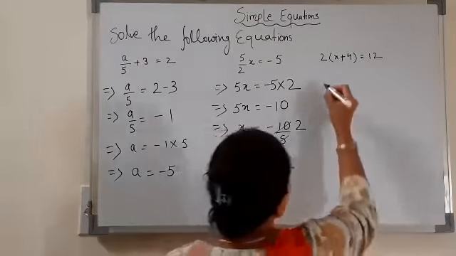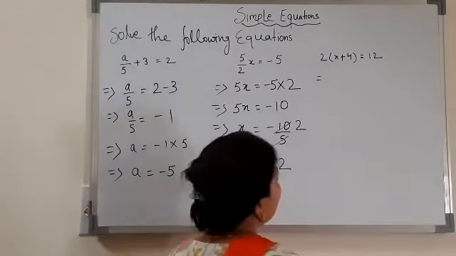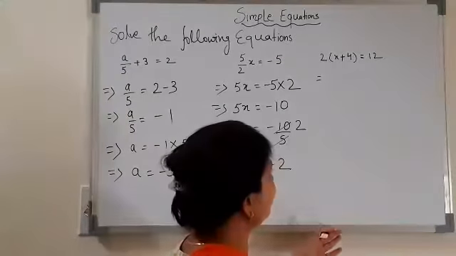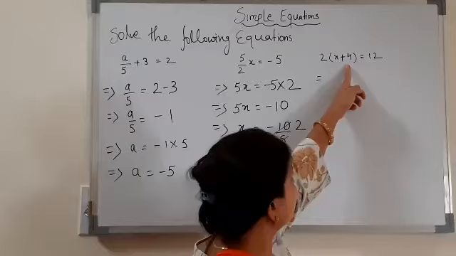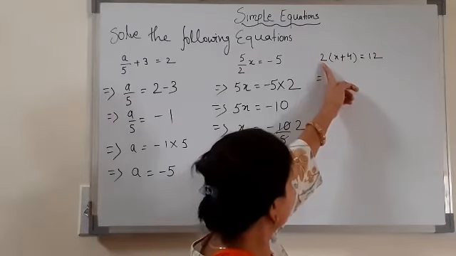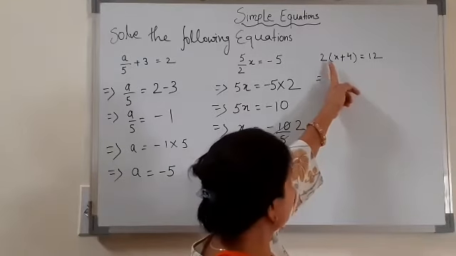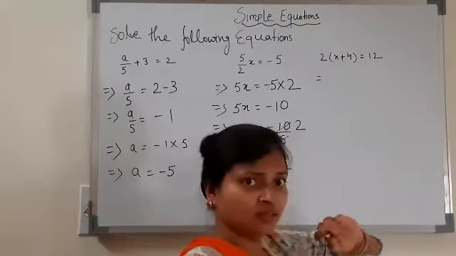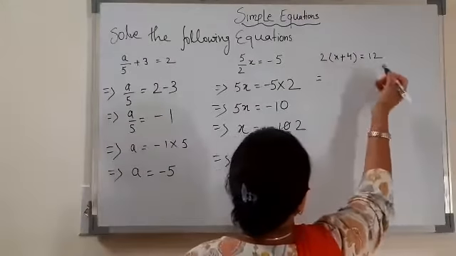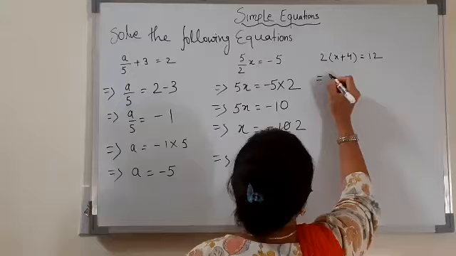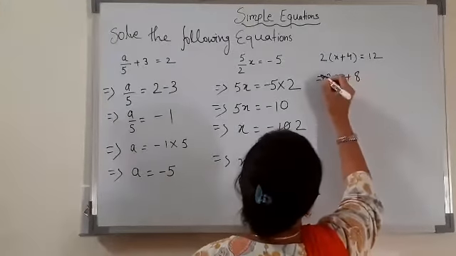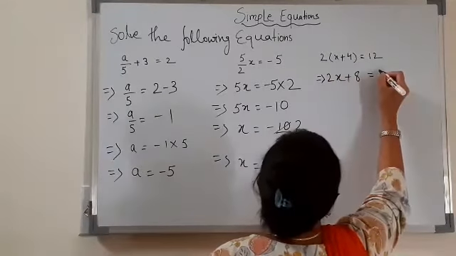Now let us see this question. First of all, it can be done either way. Either you open the bracket and multiply 2 with the numbers in the bracket, or else you can take it, as it is in multiplication form, it will go to that side and divide the 12. Either way it can be done. So let us open the bracket and multiply with 2. So it will be 2x plus 8 is equal to 12.